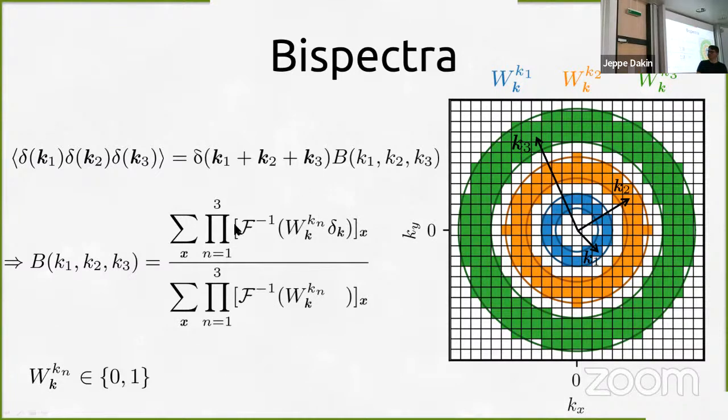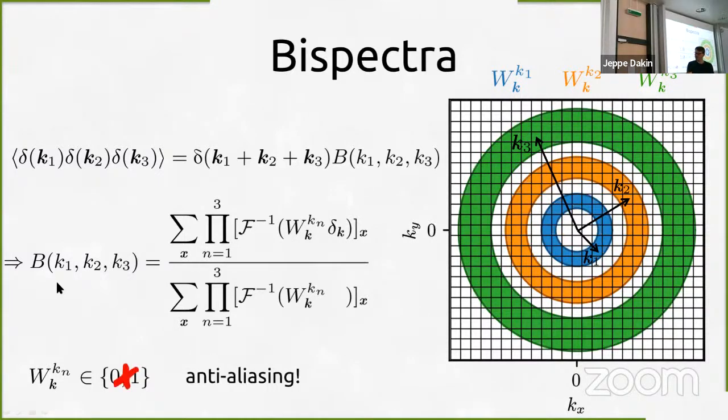Then you go to real space, do this for all 3 shells, and you multiply them together, and then you add over all grid cells. It's a really weird prescription. And you divide by the same thing where you forget about the actual delta field. And that's the bispectrum. So this is the way everybody does the bispectrum.